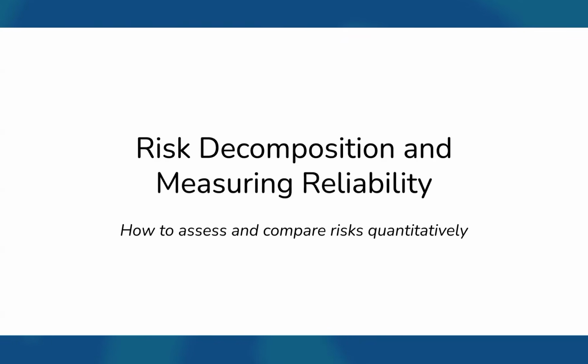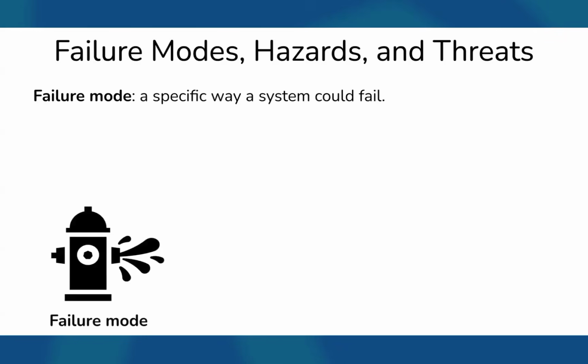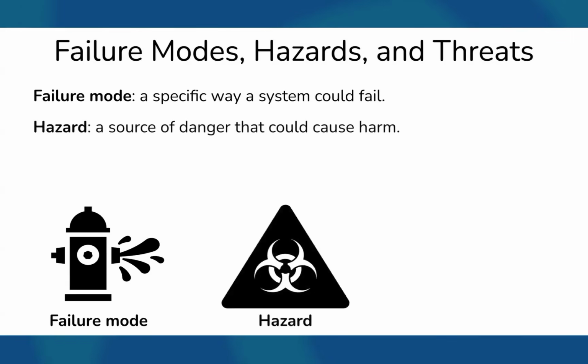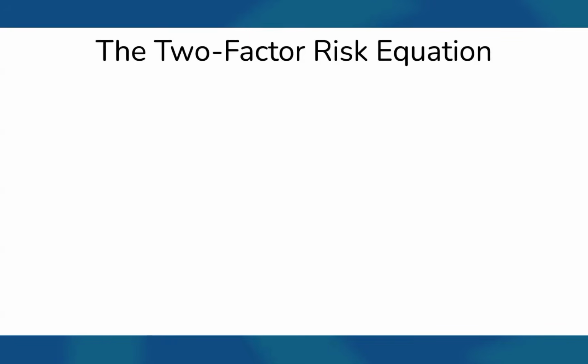But first, some definitions. A failure mode is a specific way a system could fail. Meanwhile, a hazard is a source of danger that could cause harm, and a threat is a hazard with malicious or adversarial intent. As a consequence, hazards are a superset of threats. Safety is about hazards. Security is about threats. And so for our purposes, AI security is a subset of AI safety.